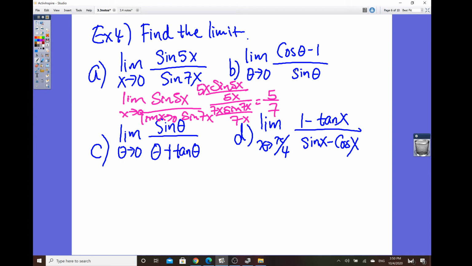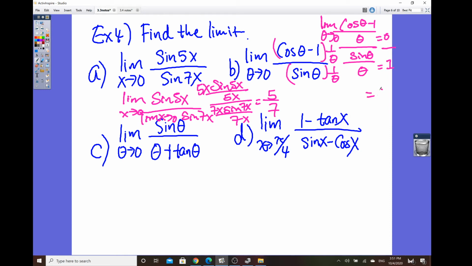And now what about this one here? Is there anything we need to multiply on top and the bottom? Well, certainly we can separate it. So cosine of theta minus 1, multiply the denominator by theta. And the same thing happens down the bottom here, multiply the denominator by theta. So basically what I did is multiply by 1 over theta, top and bottom. Again, one thing we notice is that as theta goes to 0, this one turns out to be 0, and as theta goes to 0 for this one, it's 1. So 0 over 1, what is it? 0.